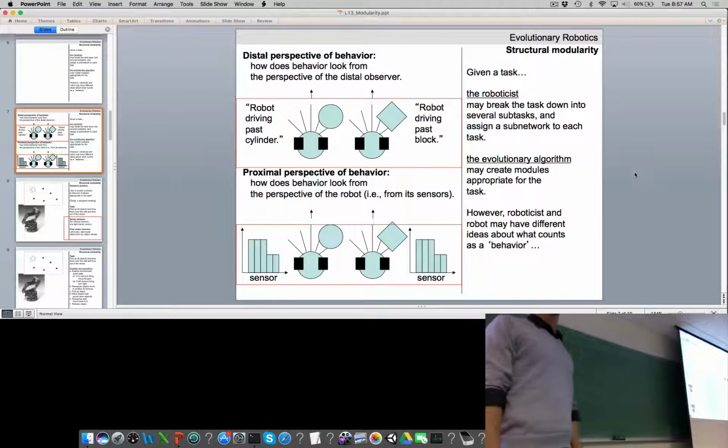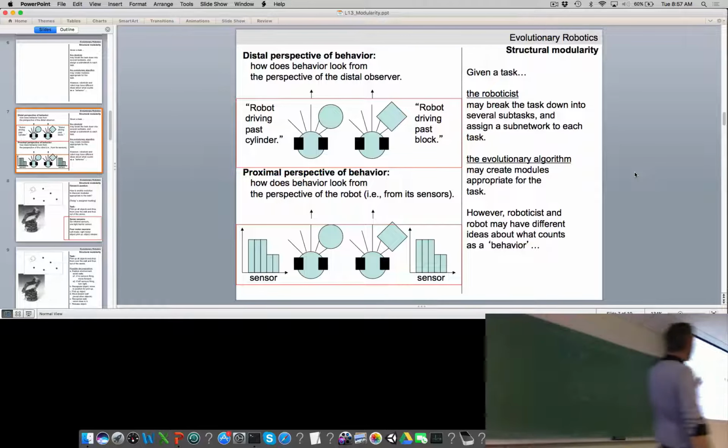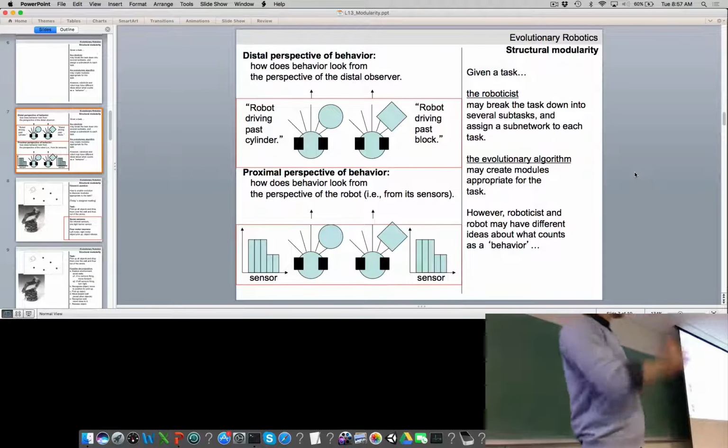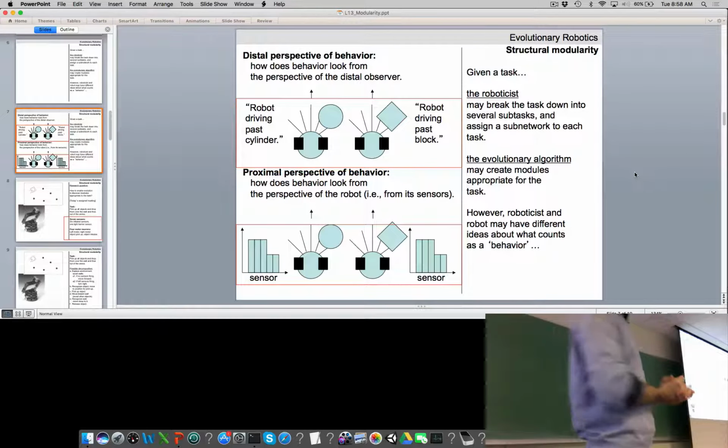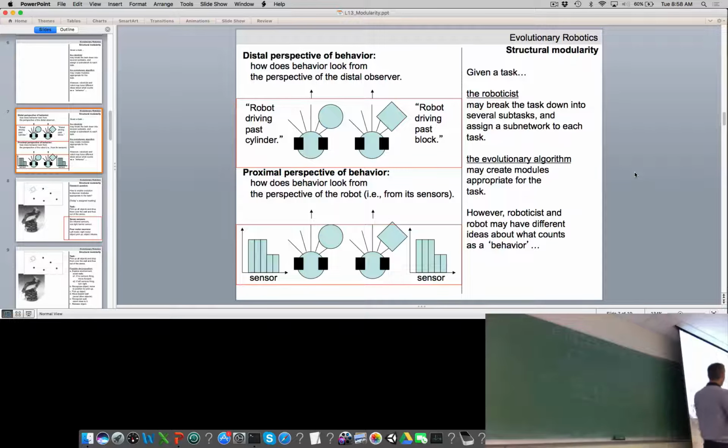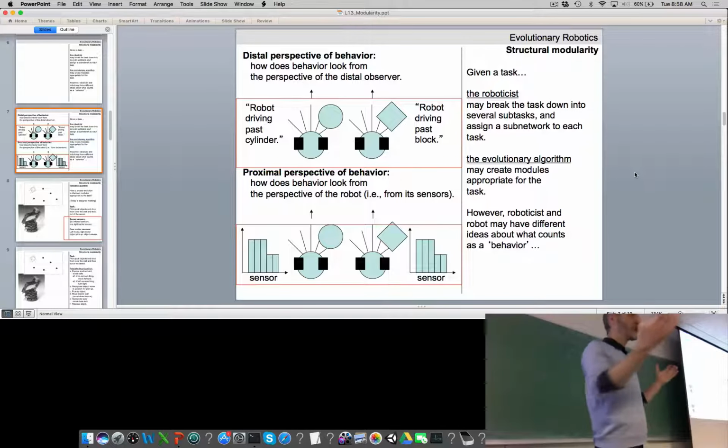We can distinguish between them because we are looking from the distal perspective. Distal just meaning distant, right? We are looking at the robot, but we are seeing something very different from what the robot is seeing. The robot has a proximal perspective of its own behavior. Proximal meaning close to. Can't get any closer. It's actually in its own body experiencing its own behavior in real time.